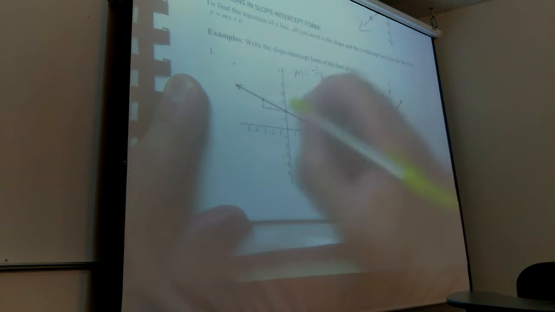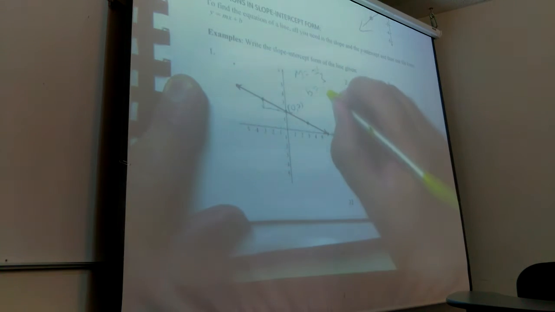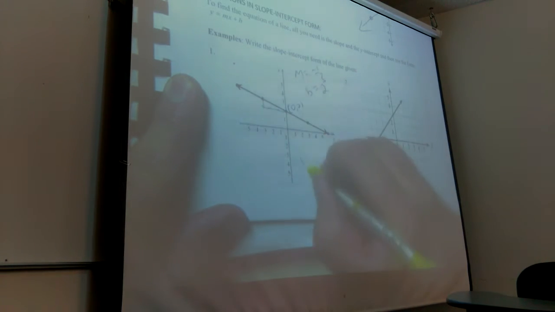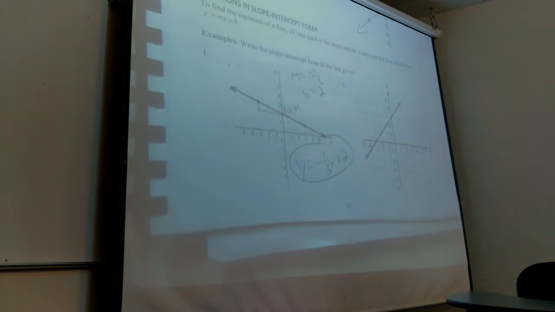And what's the y-intercept? 0, 2. So B is 2. So then I get y is -1/3 x, mx plus b, 2. Crazy. So when I ask you, find the equation of the line, you want to figure out the slope and hopefully the y-intercept. Later we'll learn what to do if I don't have a clue what the y-intercept is, but I have a point. I should be able to do something with that.